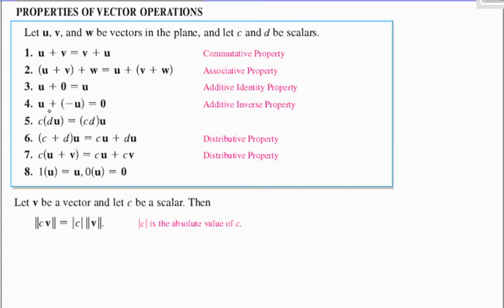If we do a scalar times a vector, we can multiply the 2 scalars first. If we're adding 2 scalars multiplying by a vector, we could distribute the vector to each scalar. We can distribute through a scalar, and then 1 times anything is itself, and 0 times anything is 0. And then a nice little side note here is if v is a vector and c is a scalar, then the magnitude of the scalar times the vector equals the absolute value of the scalar times the magnitude of the vector. Okay, that comes in handy if we get big numbers with a vector.